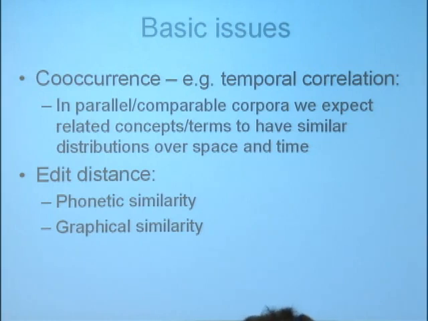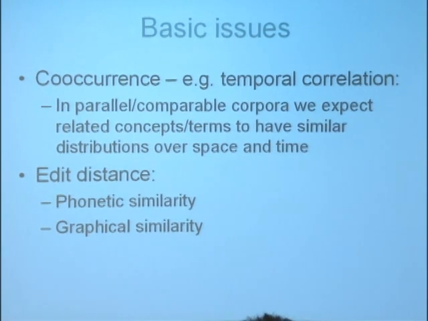Okay, so there might be cases where you actually have parallel or comparable corpora where we have some reason to expect the same terms to occur. So these would be in different languages, say English and Chinese, or English and Arabic, English and Hindi, whatever. And we expect there to be some terms that would co-occur, and some of them would be transcribed from one script into the other.